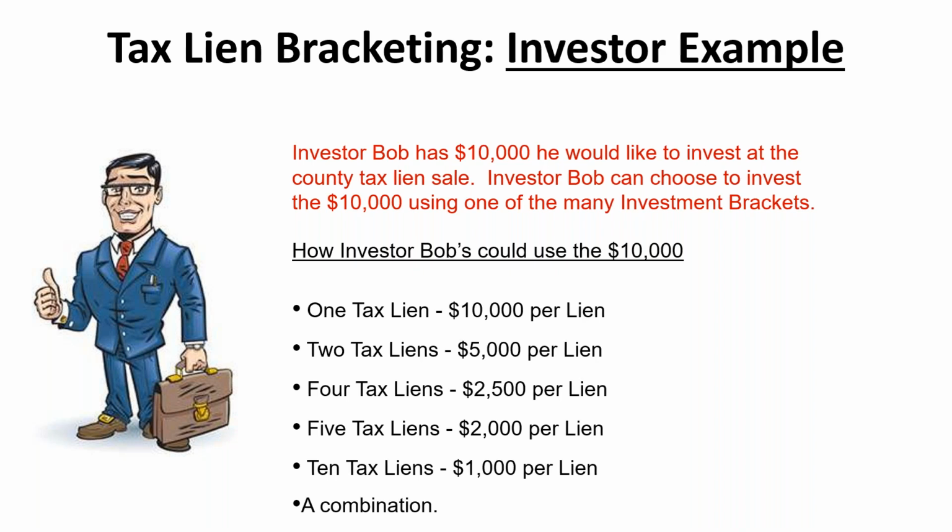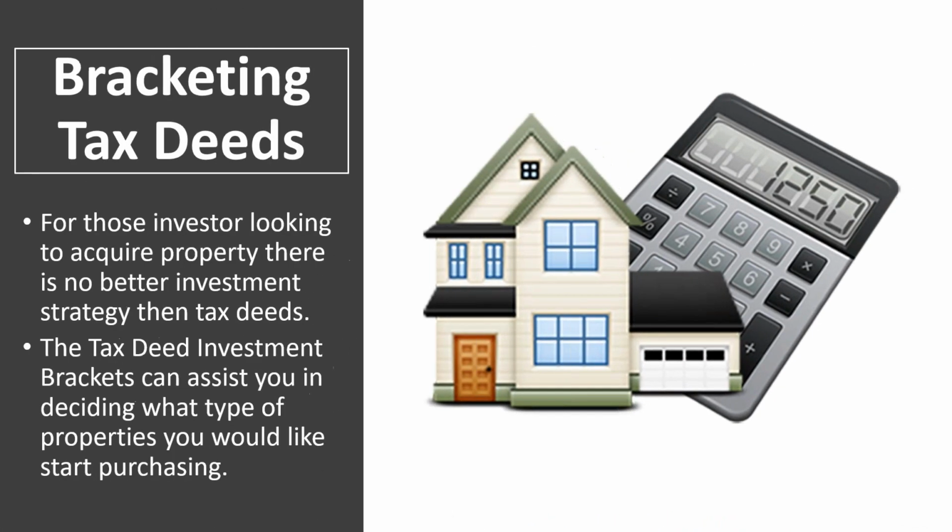With bracketing with tax deeds, it's a little bit different, but same concept. We're basically bracketing out the overall price for the property. And when we're doing this, it's not what the property is going to sell for. This is what the opening bid amount is. So that is what the property could sell for, or it could bid up higher than that. But when we're looking at the bracket system, really what we're looking at is where the minimum bid is going to start.